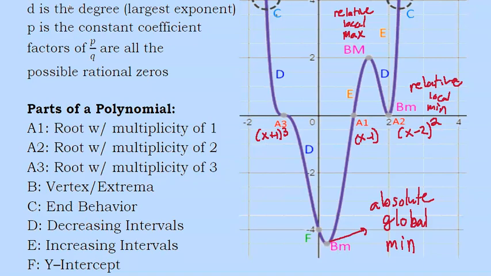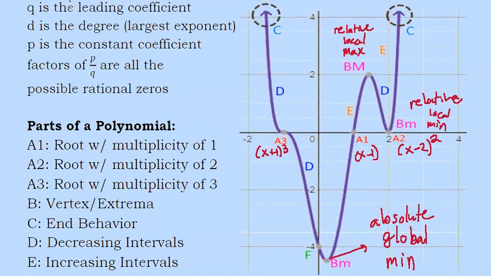C is the end behavior. The end behavior is what it's doing on the left side of the function and the right side of the function. So on this side, when x is approaching negative infinity, y is approaching positive infinity. And on the right side, as x approaches positive infinity, y approaches positive infinity.